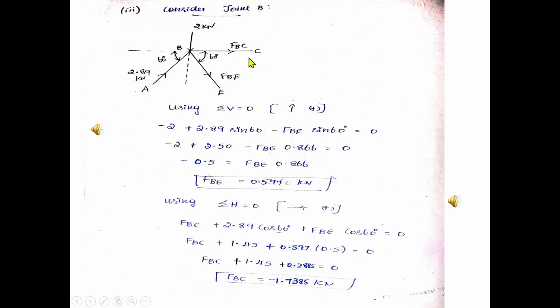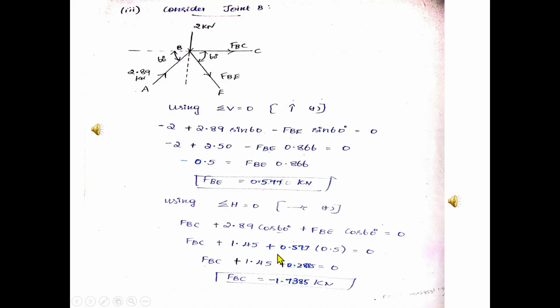Then using sigma H equal to 0, we are going to apply sigma H equal to 0 at this joint. So using sigma H equal to 0, towards right positive, let us start with the already available horizontal force. This is horizontal, pointing towards right, therefore plus FBC. And then this 2 will not come into play because it is truly vertical. This 2.89 can be resolved along the horizontal axis. So if you resolve 2.89, it will be 2.89 cos 60, and watching the direction of this arrow, it will move towards right, therefore plus 2.89 cos 60. And this FBE can also be resolved along the horizontal axis. So FBE cos 60, and when it is resolved, this arrow will move towards right, therefore this also plus, equal to 0.